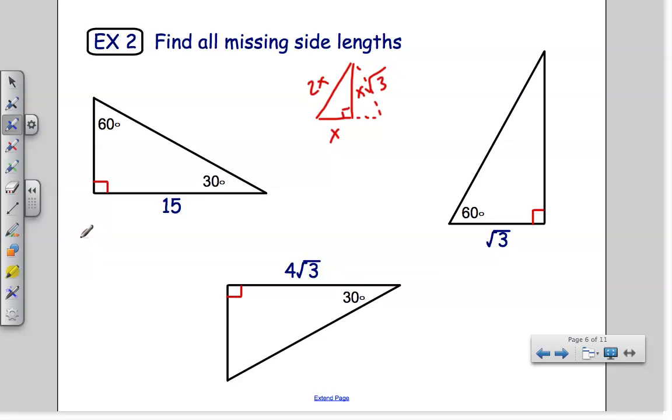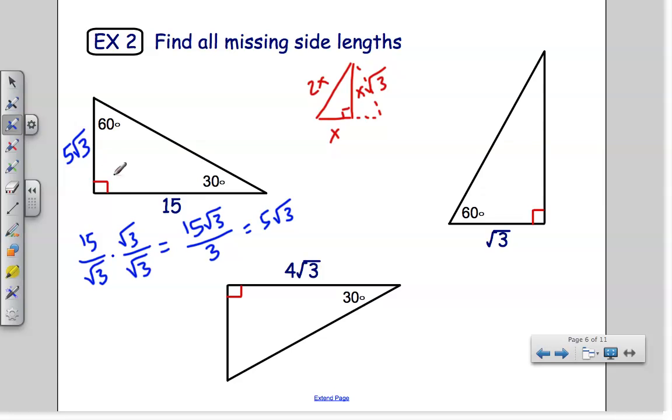So here, I need to take 15 and divide by square root of 3, which of course you can't leave that way. Cannot leave a radical in the denominator, so I'm going to multiply by square root of 3 over square root of 3, which is like multiplying by 1. I get 15 square root of 3 on top. On bottom, square root of 3 times square root of 3 is just 3. And then I can do 15 divided by 3 and get 5 times that square root of 3. So the short leg is 5 square root of 3. Makes sense because if I had multiplied this by square root of 3, I would get 5 times 3, or 15.